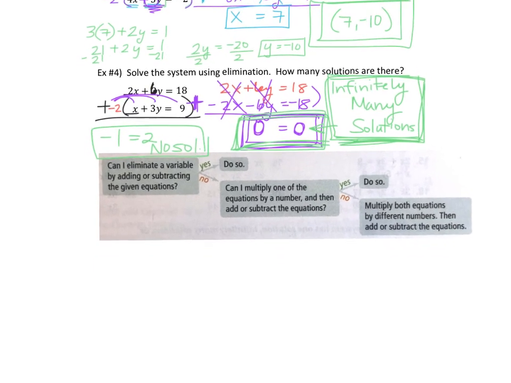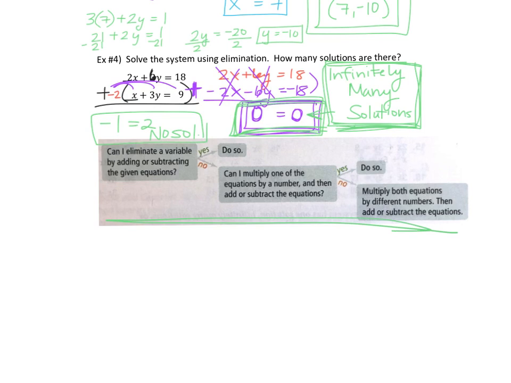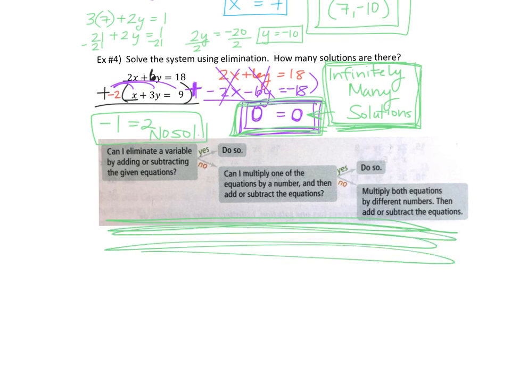Down here, this is just a flow chart of what you should be asking yourself as you do the problems. Can I eliminate a variable? Then do it. If I can't, then can I multiply one of the equations to eliminate? If you can, great, do it. If you can't, then I must have to multiply both equations to eliminate something. So then you do it that way. That's just the process you're going through.